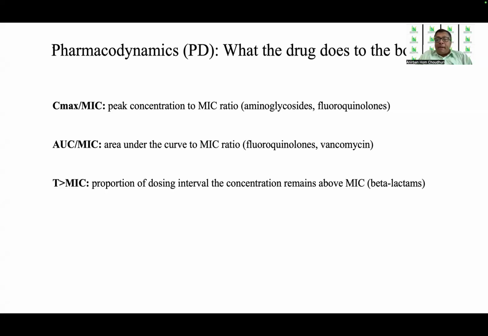Some drugs have both concentration and time dependent action, and for them it is the area under the curve divided by the MIC, the minimum inhibitory concentration, that determines their effect or their efficacy.